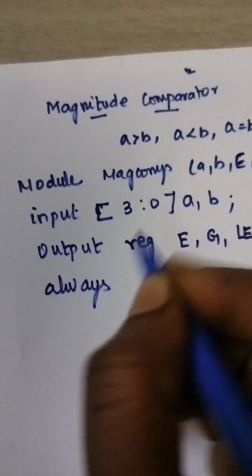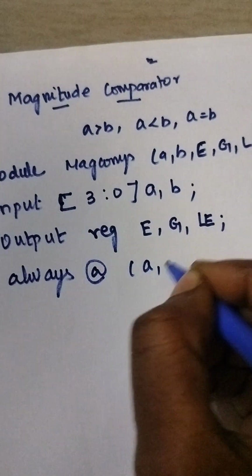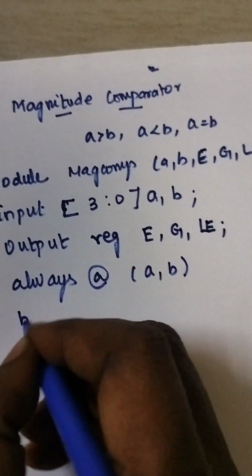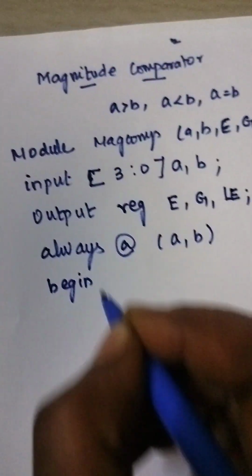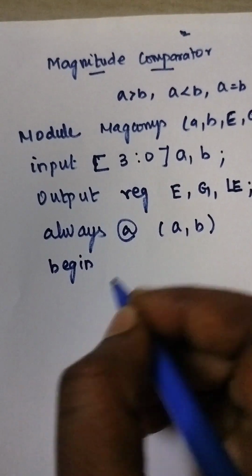Next, you're going to write always. So whenever you're writing a program under the behavioral model, you should write always at your inputs a comma b. Next, you should start with begin. Next, you're going to use your if statement. So I'm writing a program using if statement.